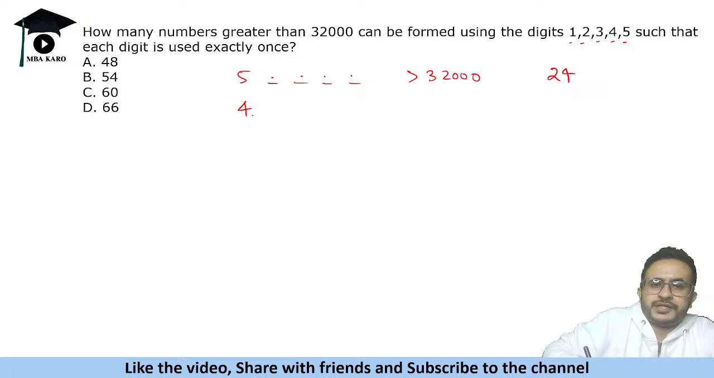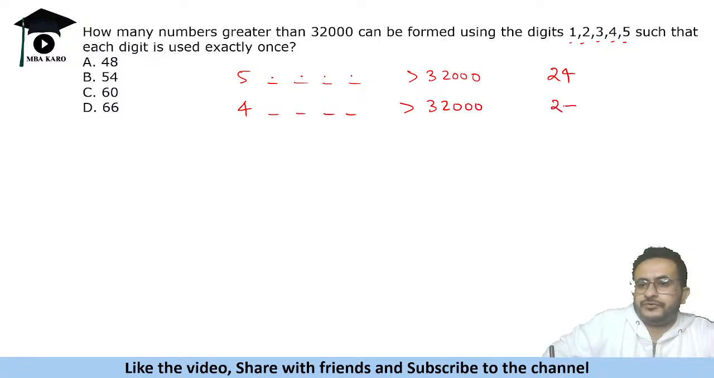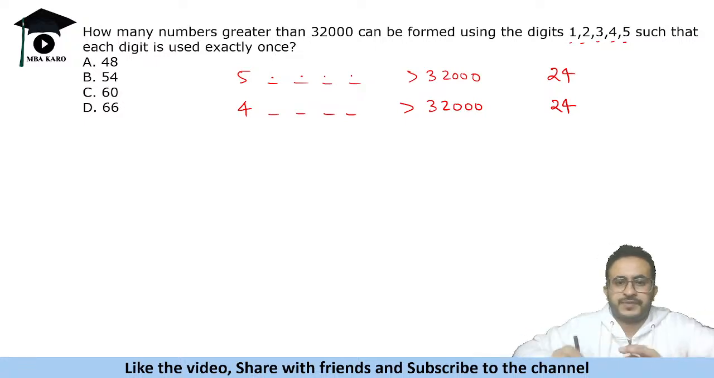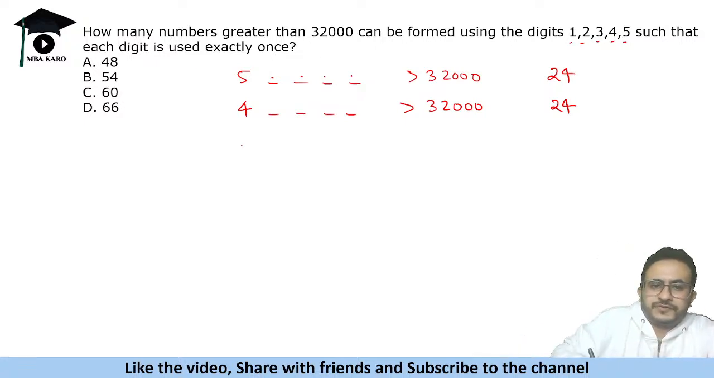Okay. If you start a number with 4 and you have 4 digits, that is definitely greater than 32,000. So 24 numbers here also, 48 numbers. Now we have to make numbers greater than 32,000. So if we take 3 here, we cannot use 1 here. Why? Because that will be less than 32,000.